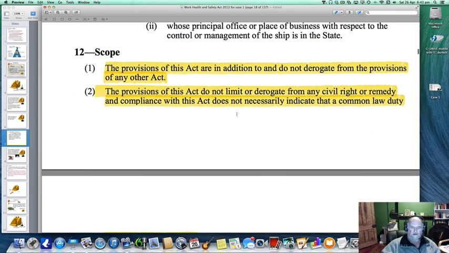Provisions of this Act are in addition. Now this, section 12, is really important in terms of understanding the Act, right? Section 12, the provisions of this Act are in addition to and do not derogate from the provisions of any other Act. What does derogate mean? It means subtract from, take from, okay? So all of the requirements of this Act add on to any other Act. So if you've got a duty under another Act, like the Mining Act or whatever, this adds on to it. Both of them apply.